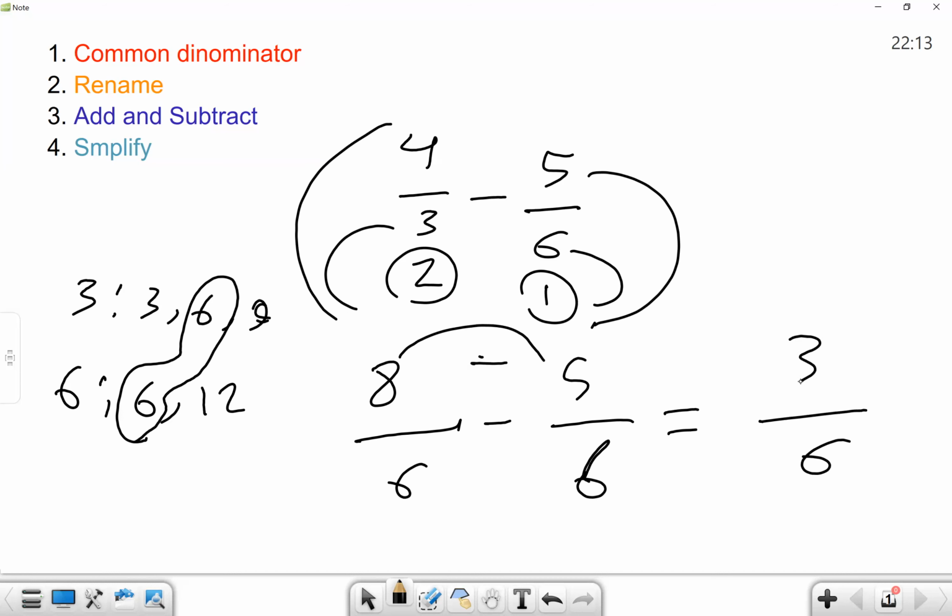Can you simplify, guys, right now? Yes, because 3 is common between 6 and 3. Divided by 3 is 1. Divided by 3 is 2. The result is 1 over 2.